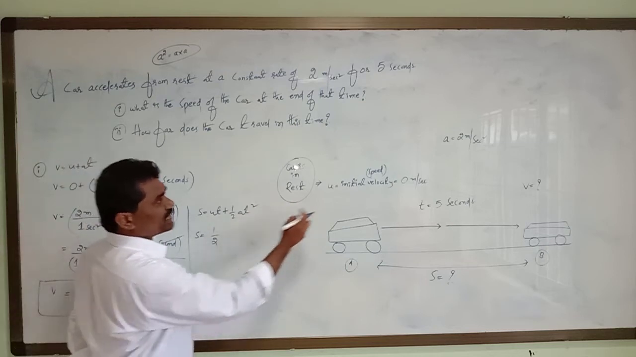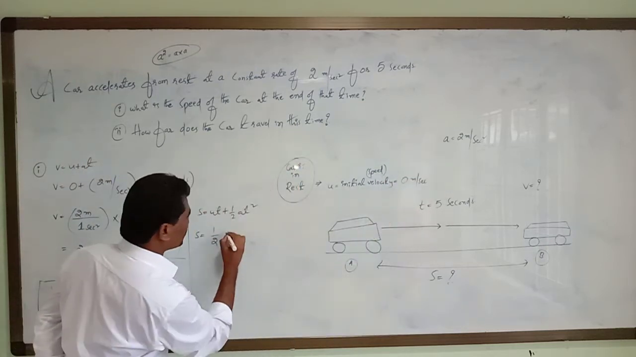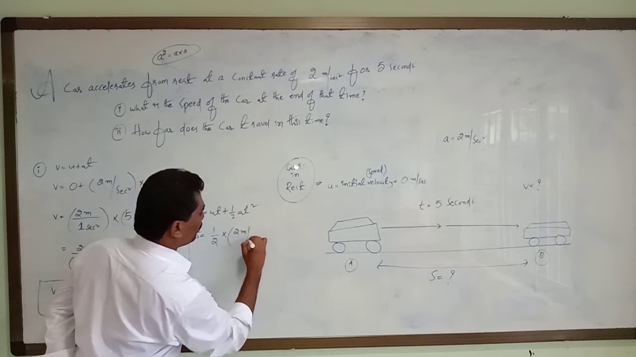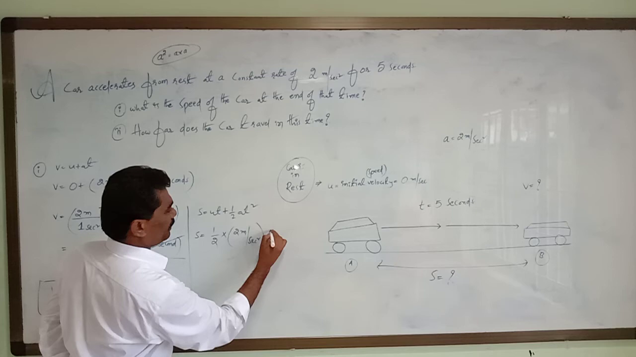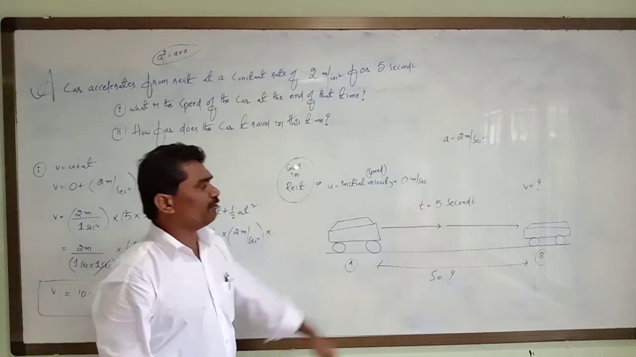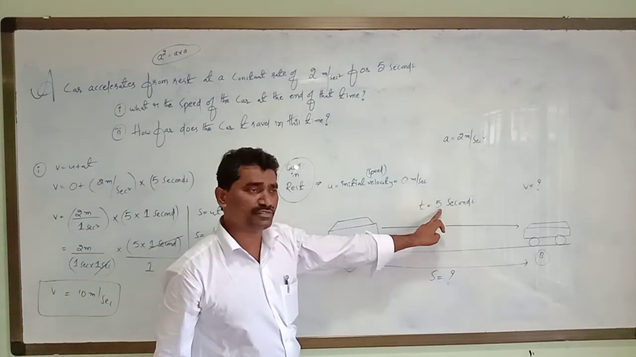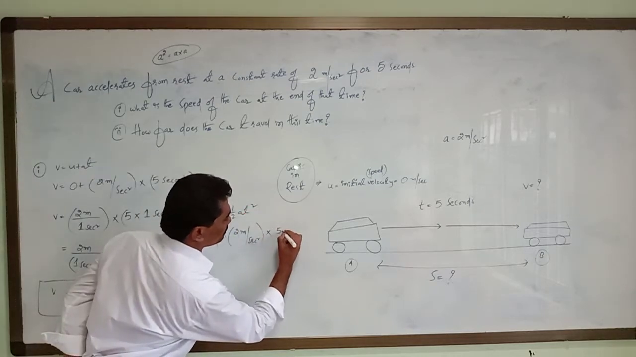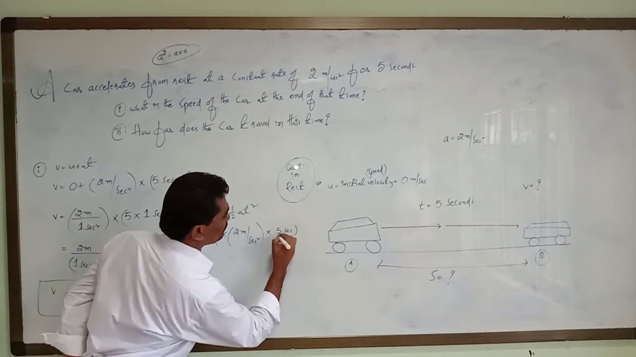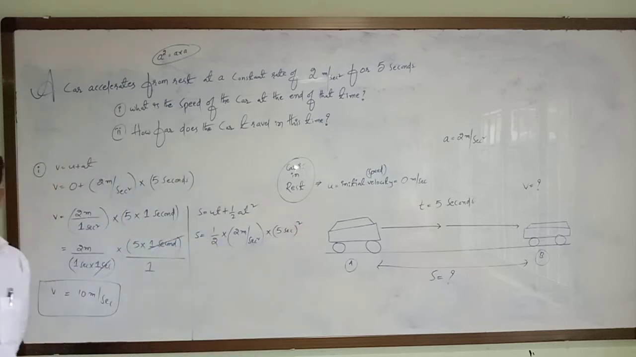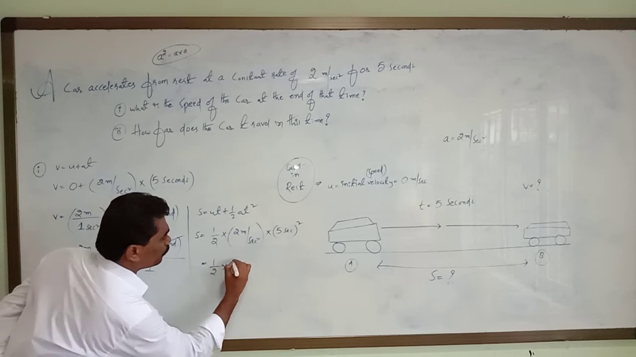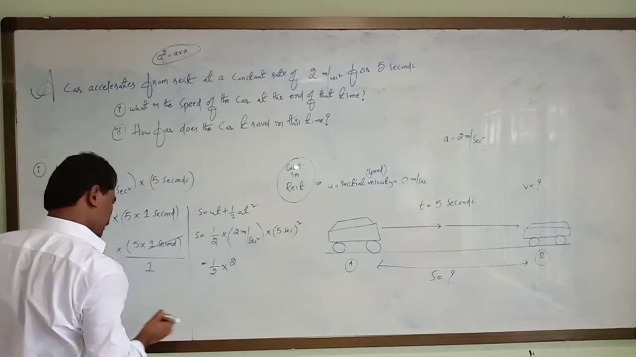at square. Acceleration is given as 2 meter per second square, into time. What is the value of time? Time is given as 5 seconds. So in place of t square, we can substitute 5 seconds whole square. Here half into 2 meter.